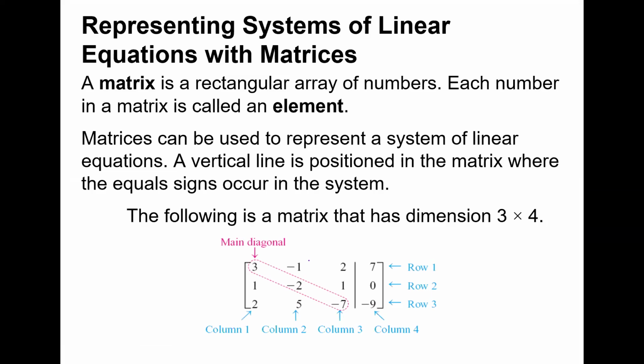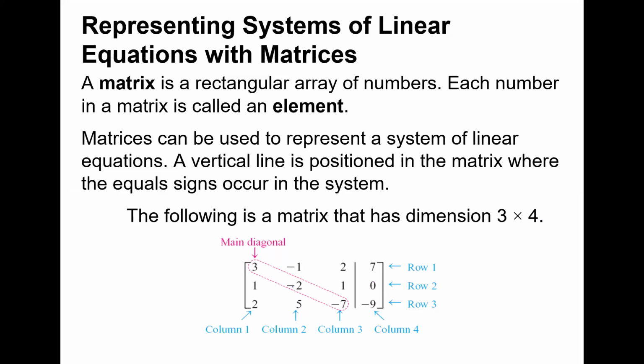So a matrix is a rectangular array of numbers, and each number in the matrix is called an element. Now, matrices can be used to represent a system of linear equations. Now, a vertical line is positioned in the matrix where the equal sign occurs in the system. So that equal sign is right here. So this is our left side, and this is our right side of the equation. Now, this is a matrix that has a dimension of 3 rows, 4 columns, so 3 by 4.